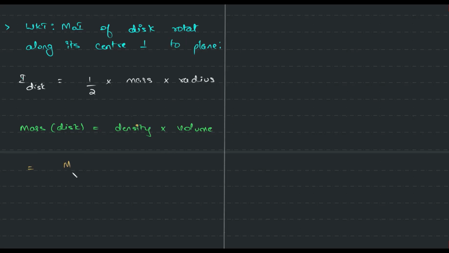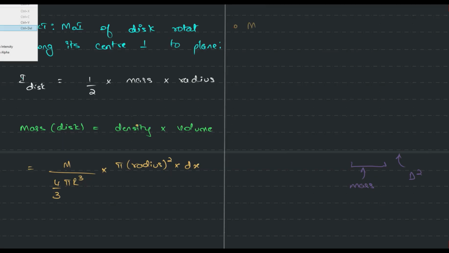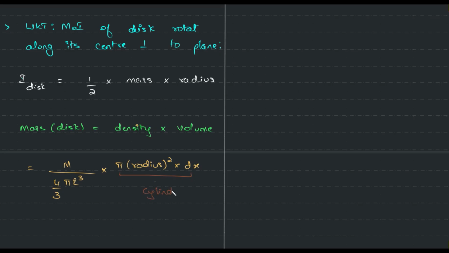Density is given by the entire mass divided by the volume of the entire sphere, times the volume of a disk. How do you find the volume of the disk? It's a circle, so we have pi r squared, the radius squared, times the thickness. Thickness is dx. A circle times the thickness gives us a cylinder. Here we are looking at a cylinder; this is technically the cylinder formula.